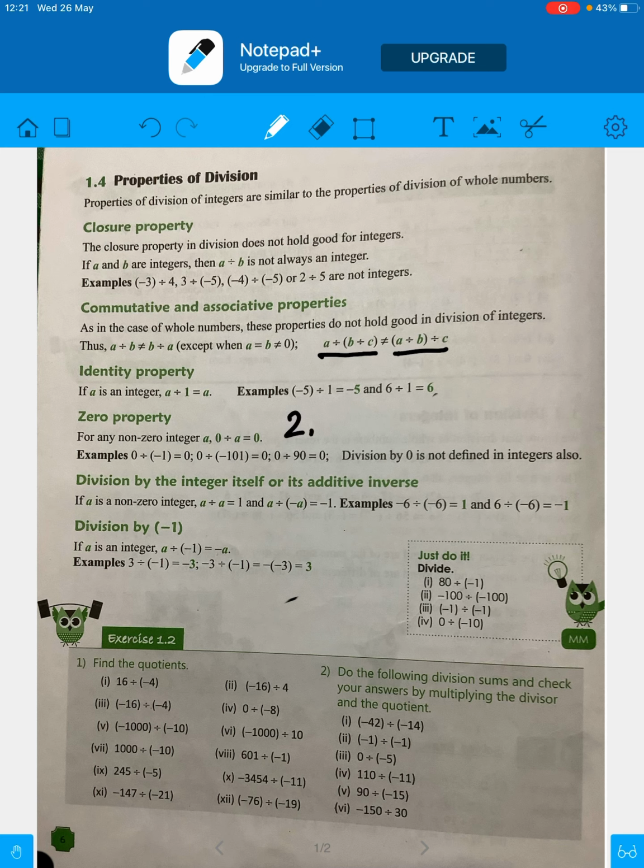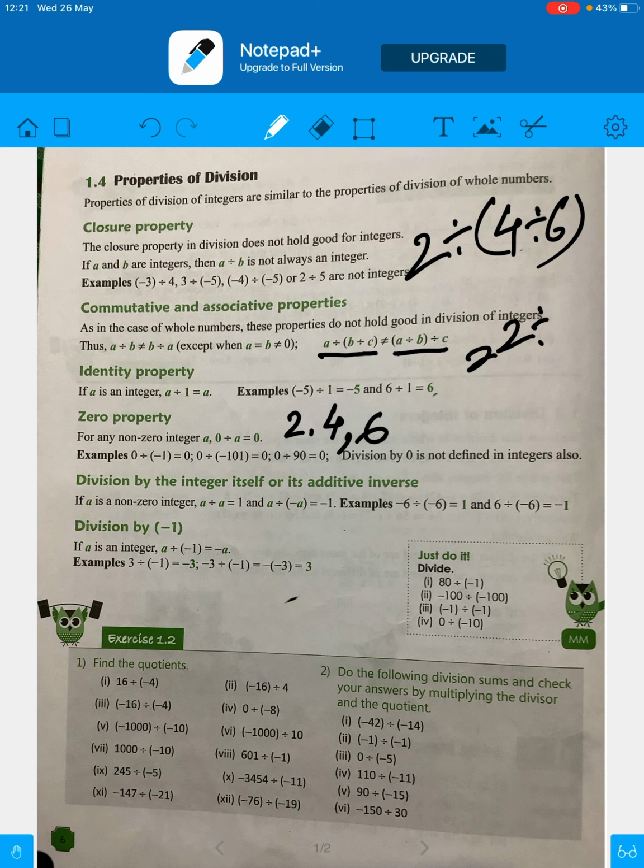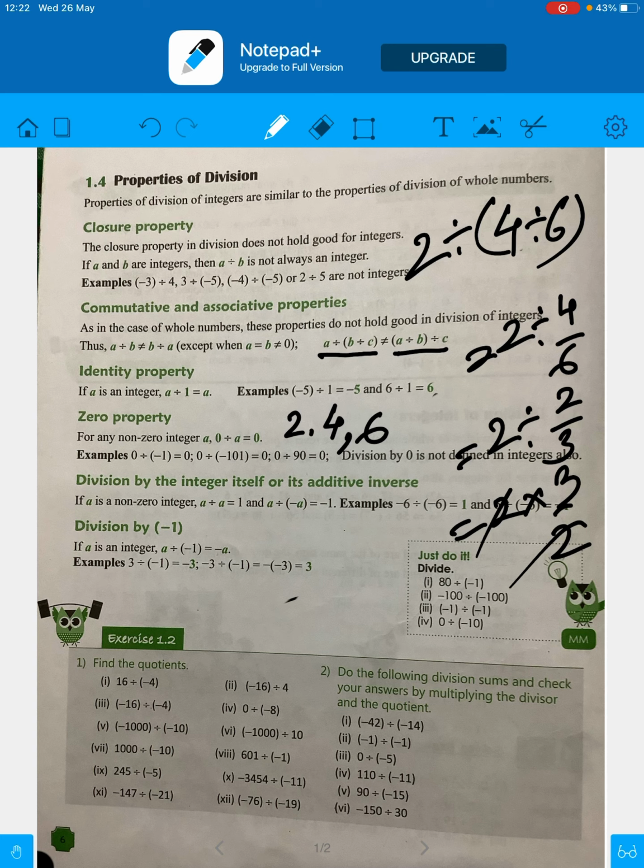If a is equal to 2, b is equal to 4 and c is equal to 6. Therefore, what we will get? 2 divided by 4 divided by 6. What is the answer? 2 divided by, what is 4 by 6? 4 by 6 is equal to 2 by 3. 2 divided by 2 by 3 is equal to 2 into 3 by 2. The answer here is 3.